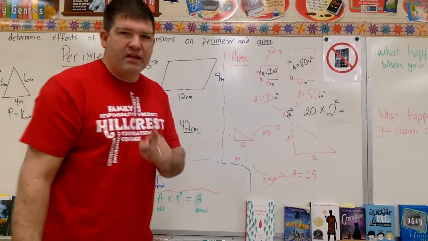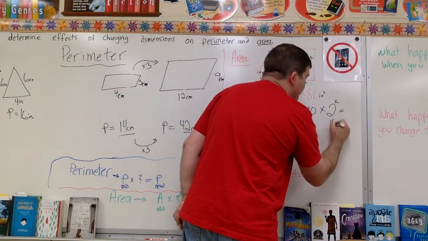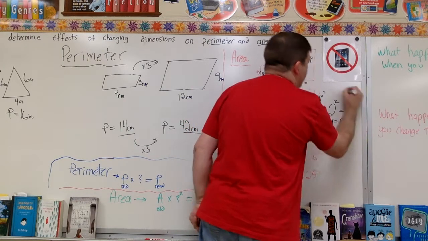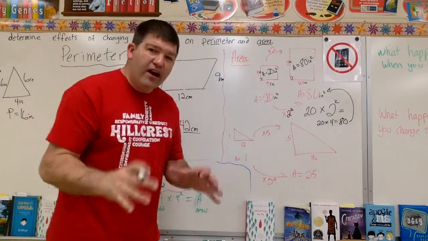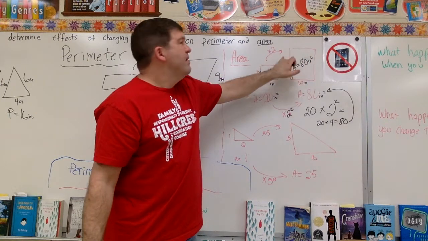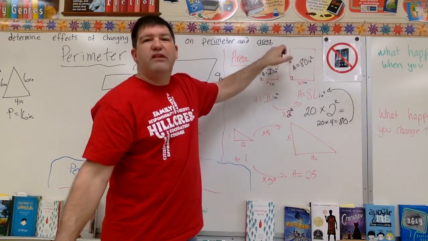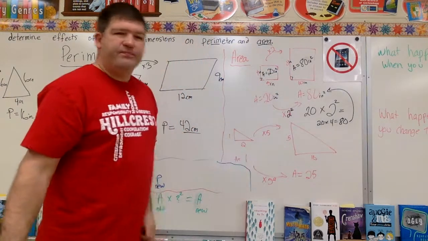Order of operations tells me to do the exponents first. 2 squared, 2 times 2 is 4. And 20 times 4 equals 80, which is what I wanted. Okay? So for an area, you take whatever you multiply it by, 2, 3, 4, 5, whatever, and you square it. Okay? Let's look at this.